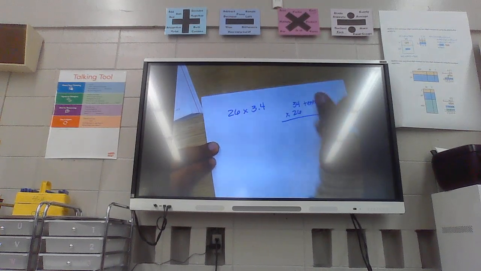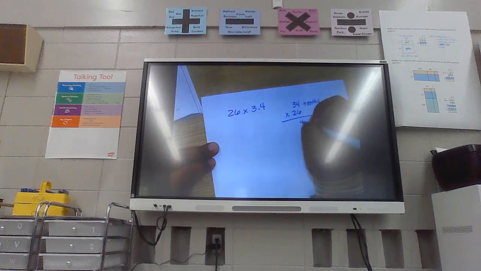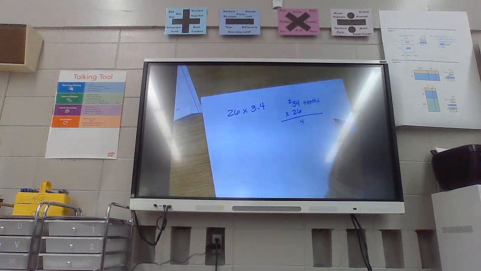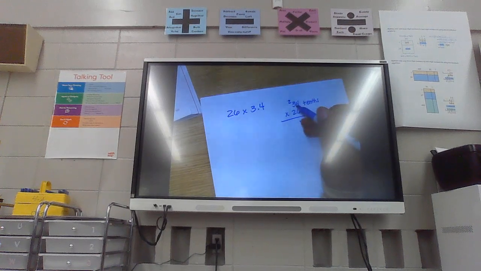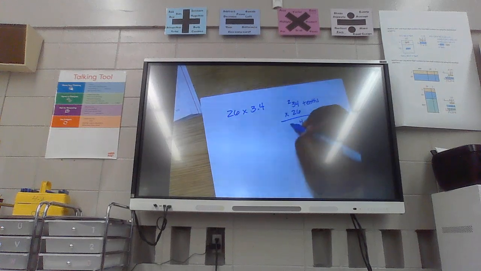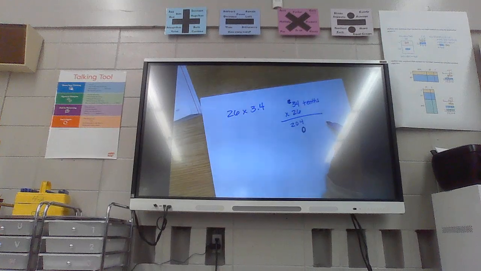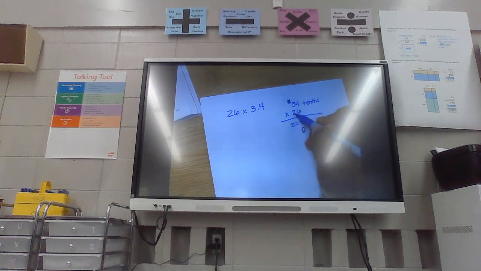6 times 4 is 24. Get rid of 2. 6 times 3, 18 plus 2 more, 20. Scratch that out and move to the next one. 2. Alright, what I need to remind myself? Placeholder. Do not forget that when I move to the next place value, I need to add a 0 as my placeholder because I'm now multiplying in another place value. This 2 by the 4 is 8. And 2 times 3 is 6.